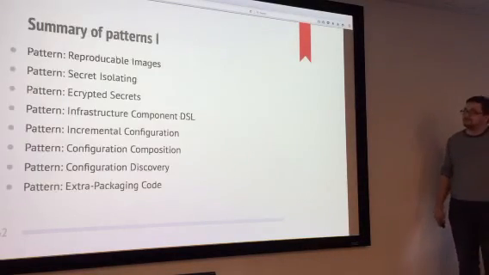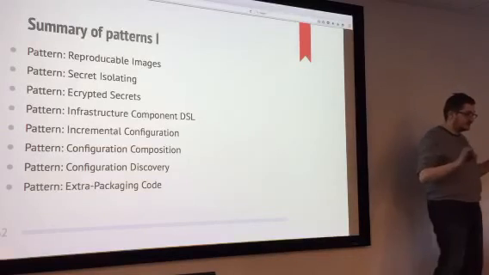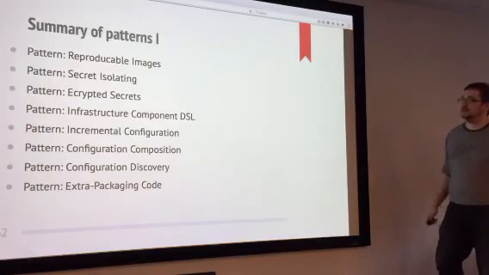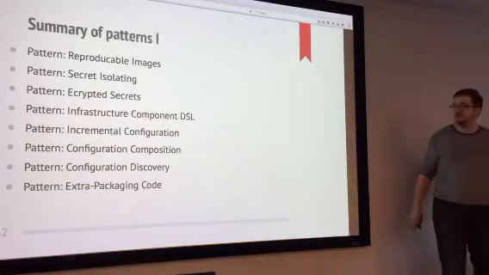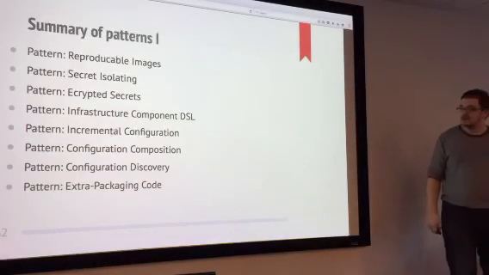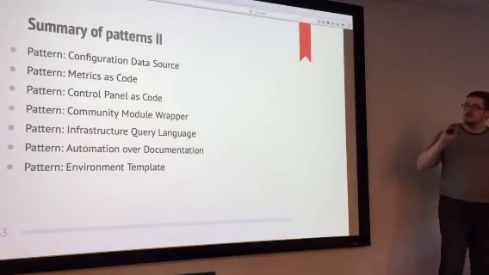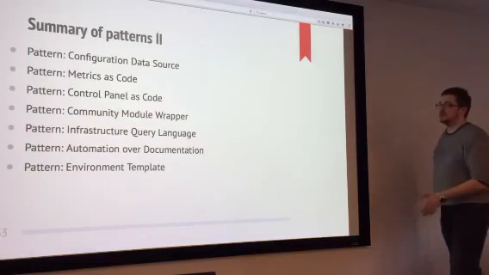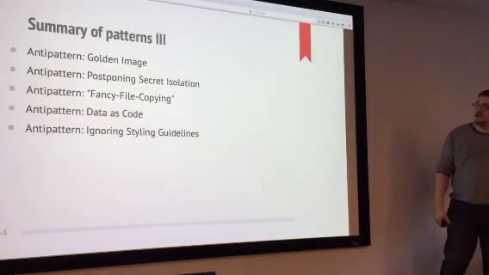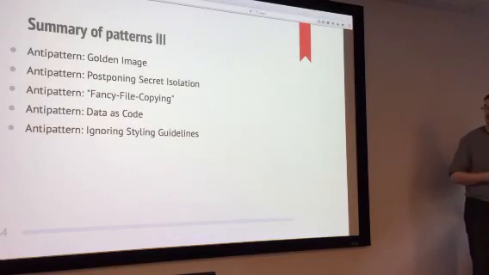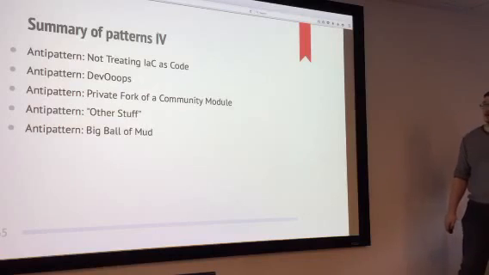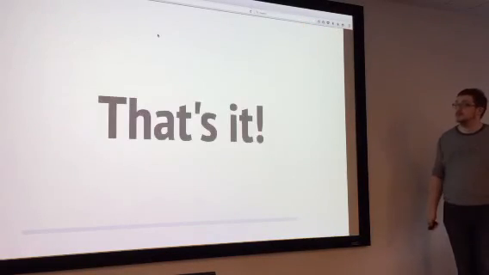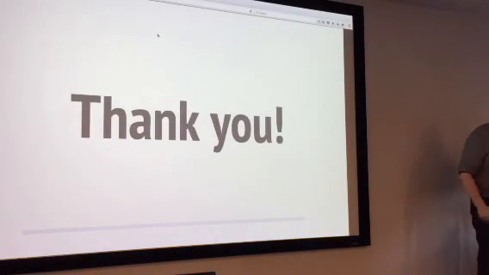There's no escape. So, summary of patterns. This is a lot of philosophy slides. So the good patterns: reproducible images, secret isolation, encrypted secrets, infrastructure component DSL, incremental configuration, configuration composition, configuration discovery, extra package code, integration data source, metadata code, component bundles code, community module wrapper, infrastructure query language, automation over documentation, and environment template. And anti-patterns: golden image, postponing secret isolation, fancy file copying, data as code, ignoring some guidelines, nurturing EVS code, DevOps, private core, community module, other stuff, big ball of mud. That's it, guys. Thank you.